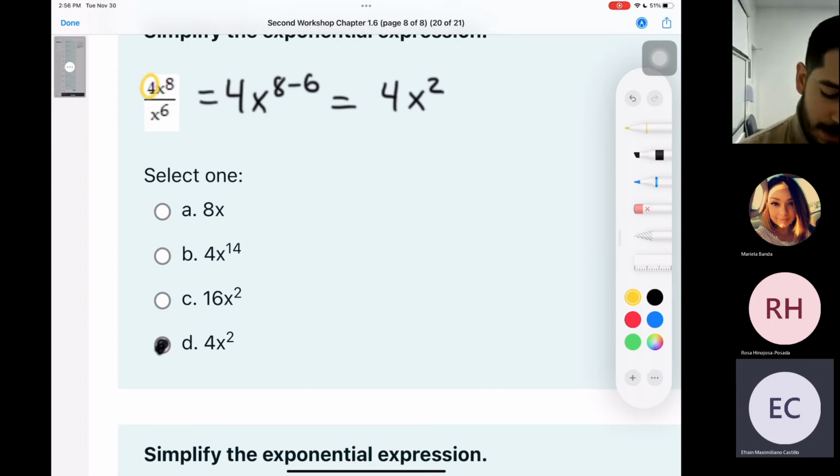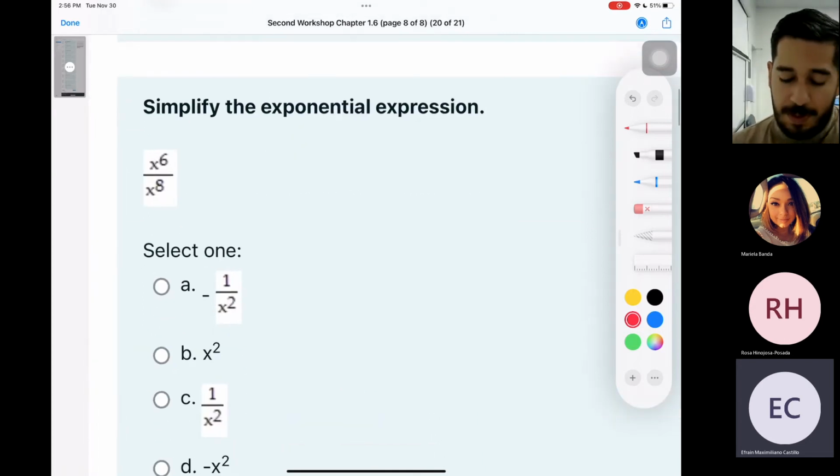The 4 is one item, and then this x is another item, and there's also an x on the bottom. So I can go ahead and divide the x's. x^8 over x^6, which is the same thing as x to the power of 8 divided by x to the power of 6.